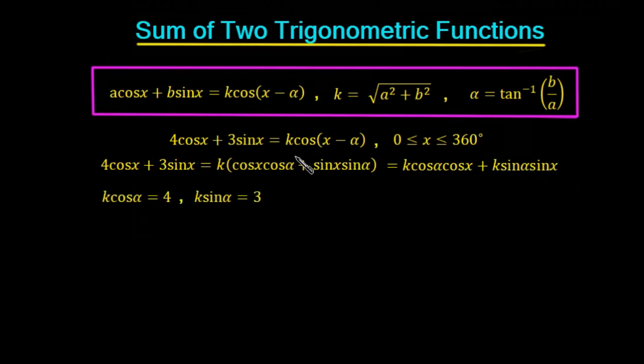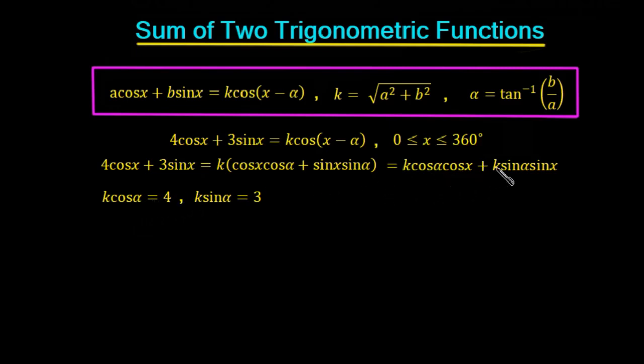So here's the little awkward bit that people sometimes get confused at. We want to equate coefficients. So we can see here that we've got cos x. The coefficient of cos x here is 4, so this k cos alpha must equal 4. We've written this down here, k cos alpha equals 4.